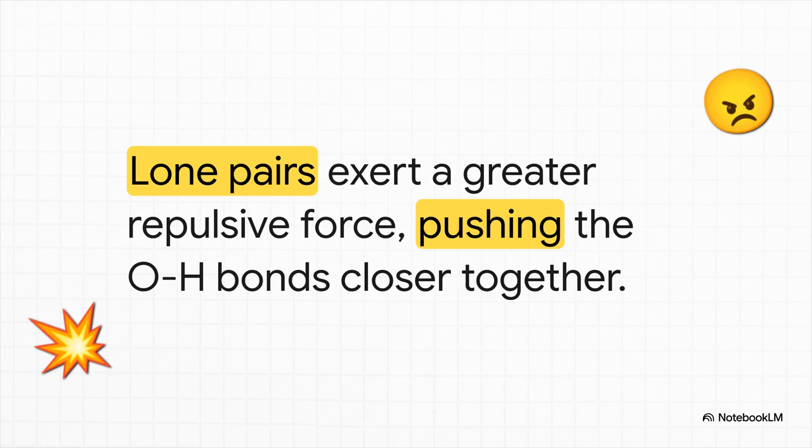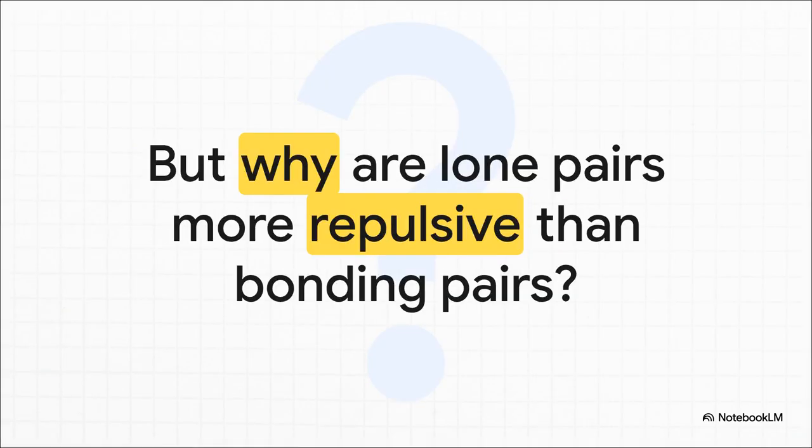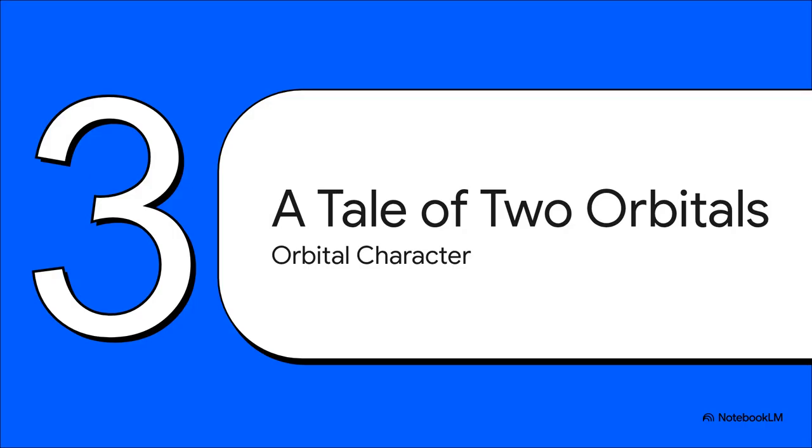But it just makes you ask another, deeper question. Yeah, but why? I mean, just saying they're pushier isn't really a satisfying answer, is it? What is it, fundamentally, about these lone pair orbitals that gives them all this extra oomph? To get to the bottom of that, we have to go one level deeper and look at the very nature of the orbitals themselves. And this, right here, is where the real story is. It's not just about some vague repulsion. It's about the fundamental character of the orbitals these electrons live in.